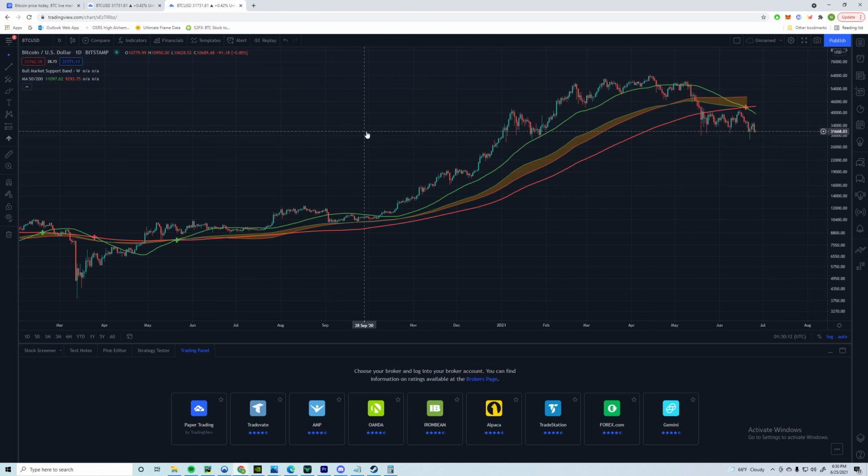So with these two indicators that we have on right here, the bull market support band and the 50-day moving average and the 200-day moving average, we have seen the price action drop through the bull market support band, and we also ended up with a death cross right here.